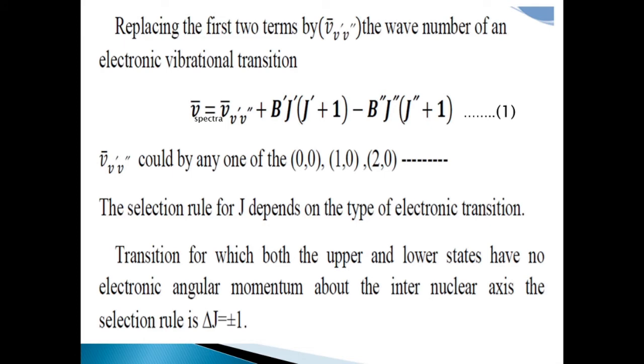So in the frequency of electronic transition expression, if we replace the first two terms by nu bar, that means the wave number of an electronic vibrational transition, the expression would be like this. The frequency of transition is equal to nu bar (v', v'') plus B prime J prime (J prime plus 1) minus B double prime J double prime (J double prime plus 1).